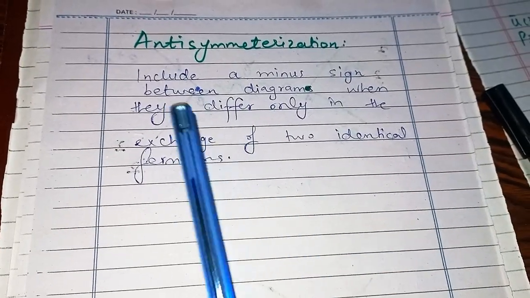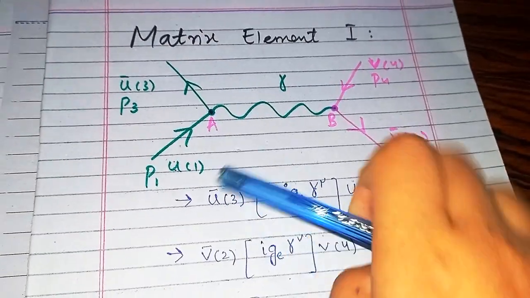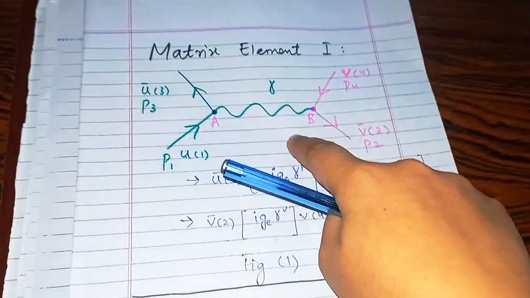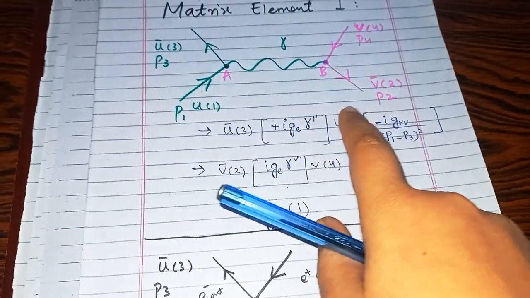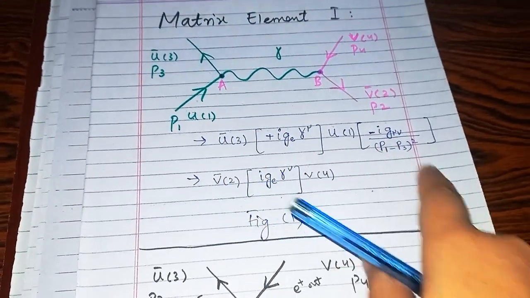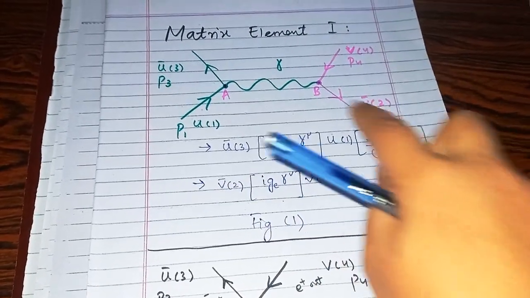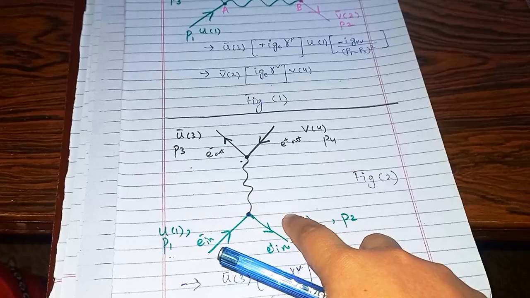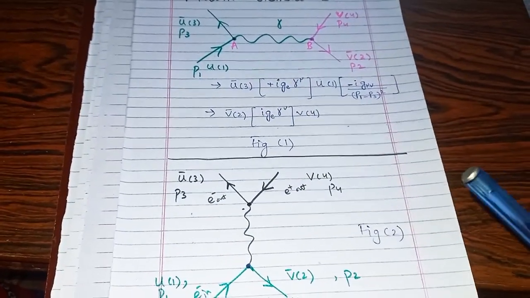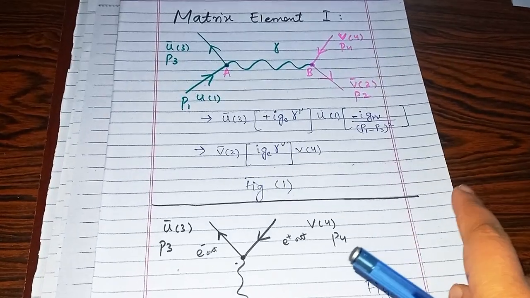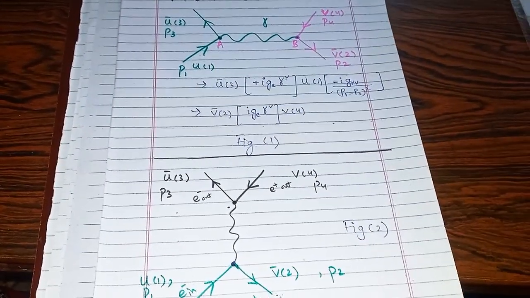What does that mean? It means that if this diagram could be converted into this diagram by just replacing the position of 2 fermions, obviously 2 fermions, then we'll include a negative sign because we have the anti-symmetrization case in here.